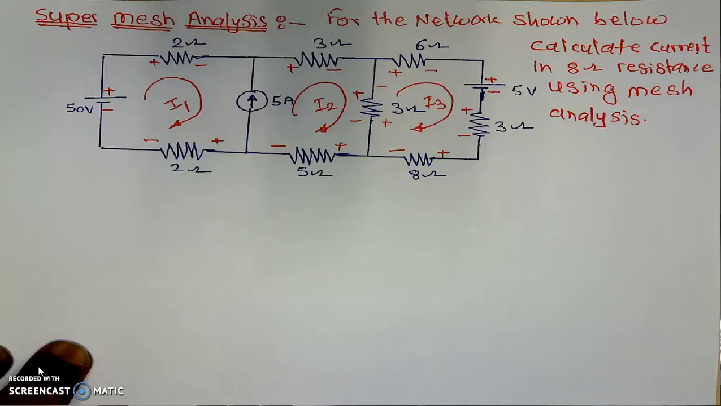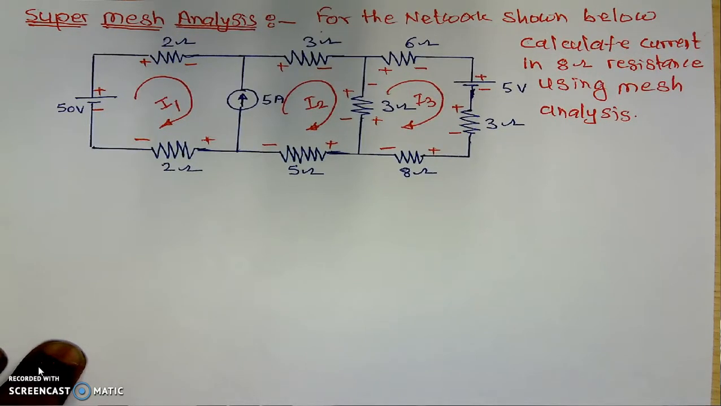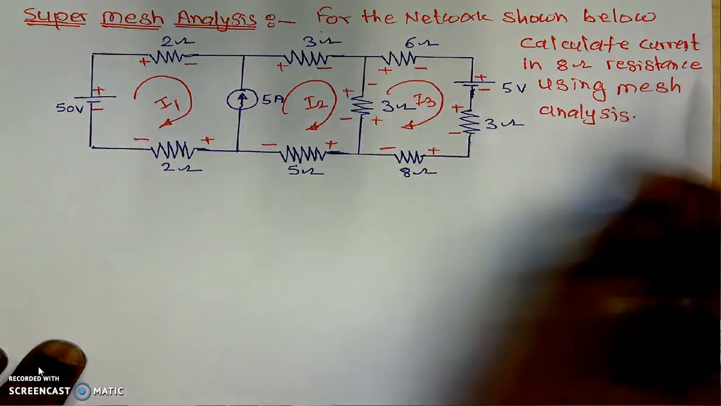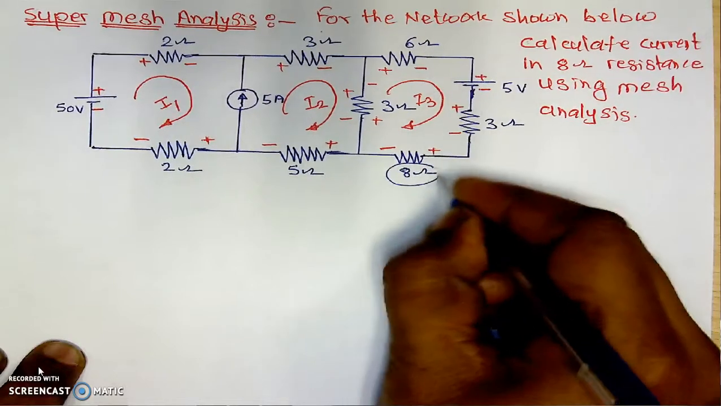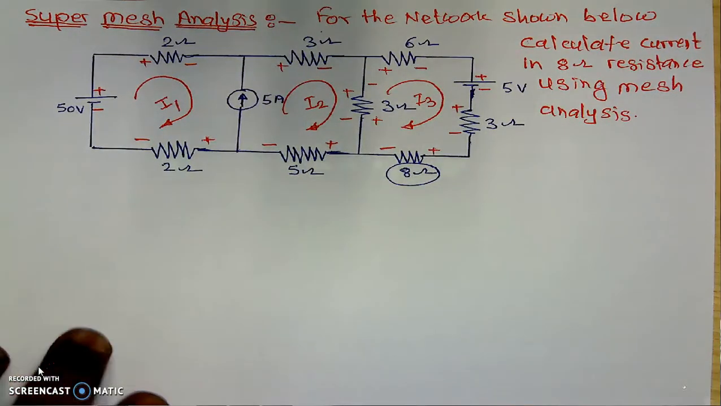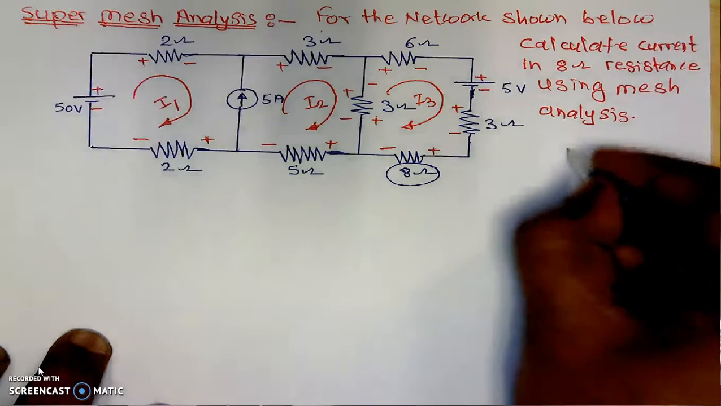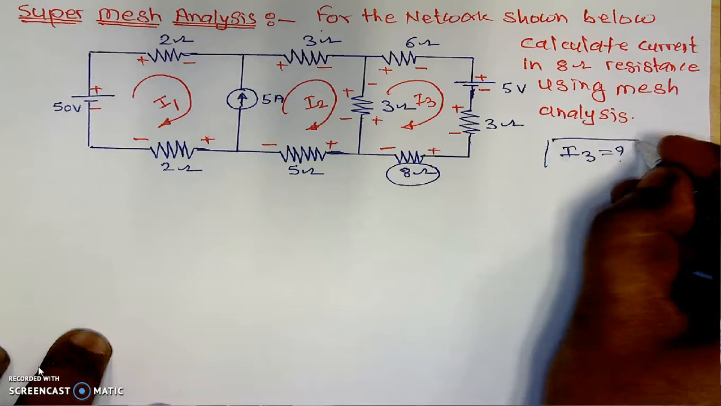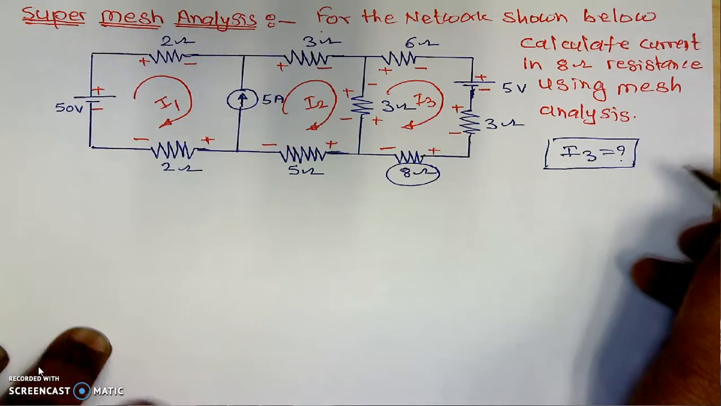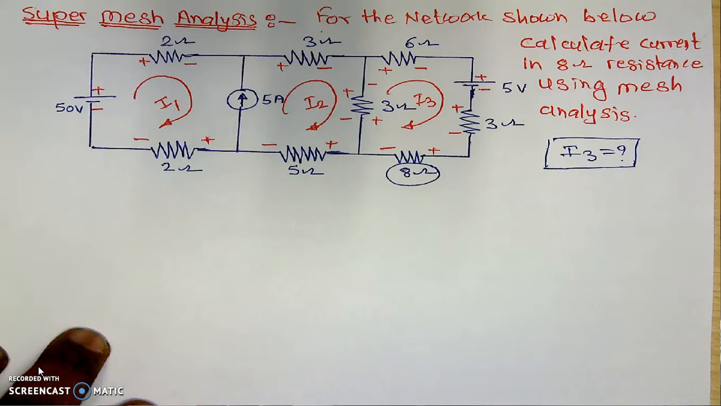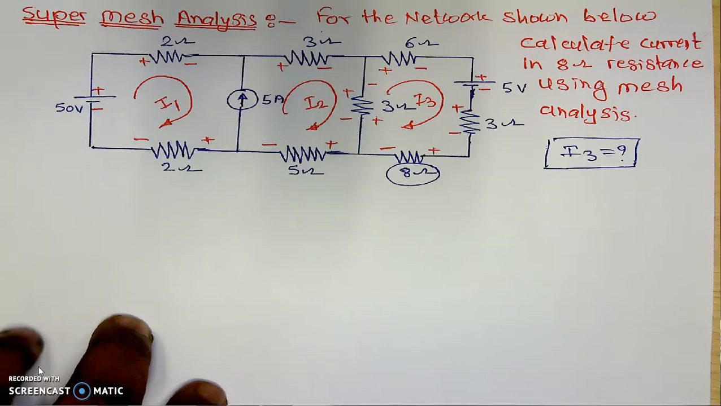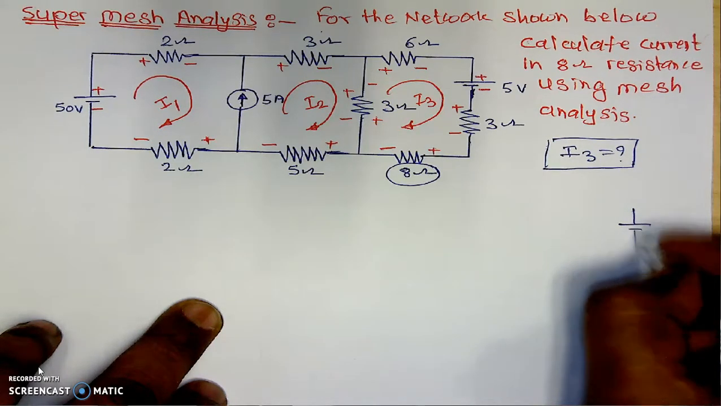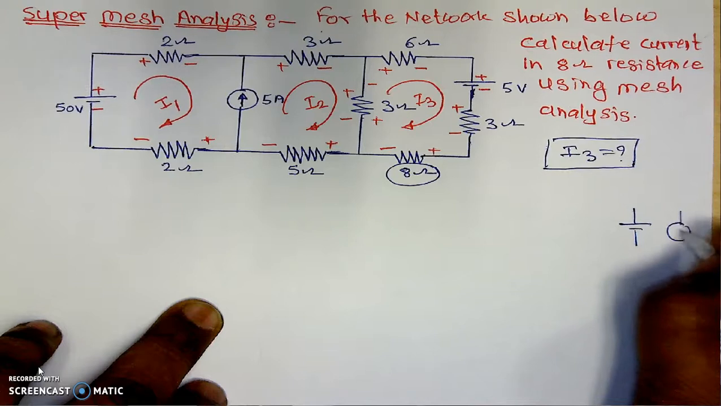Now what is the problem in this particular case? The problem statement is: for the network shown below, calculate the current in the 8 ohm resistance using mesh analysis. And this resistance is the 8 ohm resistance. We want to calculate the current in the 8 ohm resistance using mesh analysis, which indirectly means calculating the value of the current I3. But what is the difficulty in this case? Basically we don't know two things: the current flowing through the voltage source and the voltage across the current source.